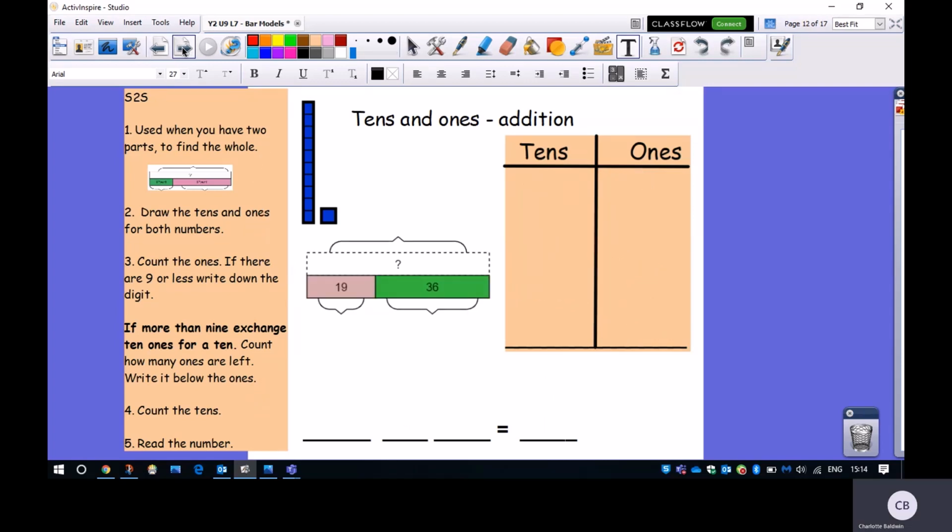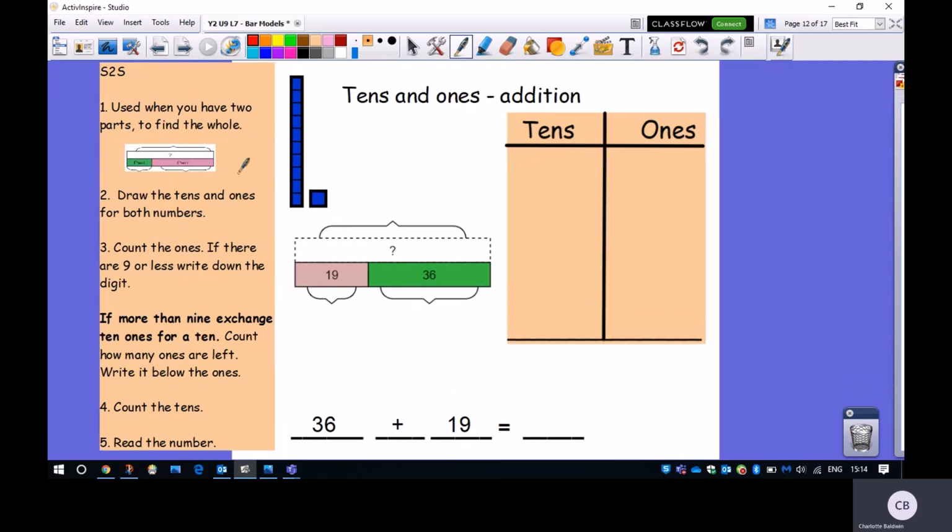Last one, tens and ones addition. Again, it's addition because I've got the parts. I don't have the whole. I don't know what the whole is, but I know it's addition. What's my calculation going to be? Yep, 19 add 36 or 36 add 19. It doesn't matter which way round you add them, it is commutative.